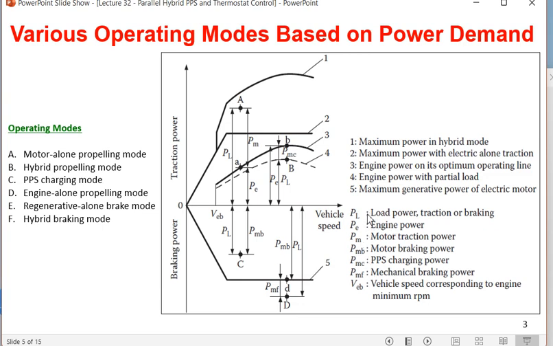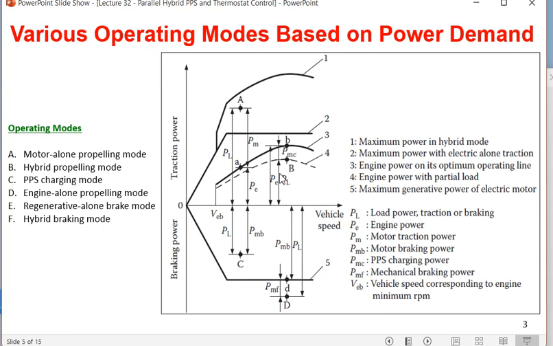PL is the load power demand by the drive elements, P is the engine power, PM is the motor traction power, that means this is the motor power giving at the output. PMB is the motor braking power. So below this central line, the x-axis, this is actually 0. Below this 0, whatever we are finding is the braking mode, and above this 0 base, whatever we are finding is called traction.